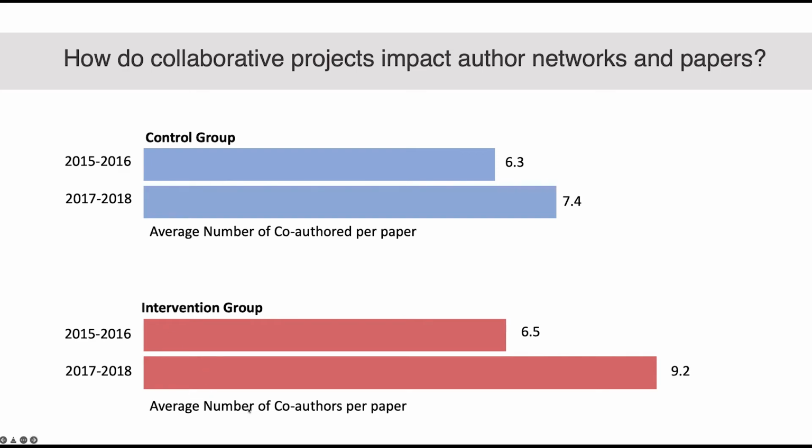In this case, I'm showing the average number of collaborators per scientific project. You can see for the intervention group, it went from 6.5 to 9.2. That's a pretty big jump compared to this control group, where it went from 6.3 to only 7.4.